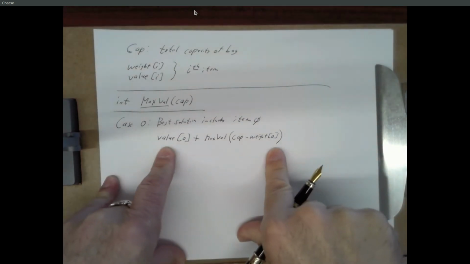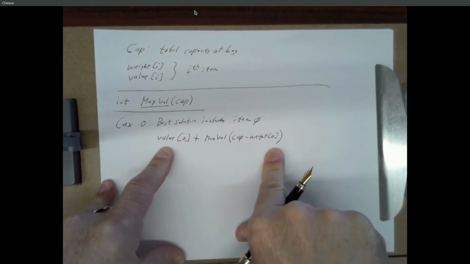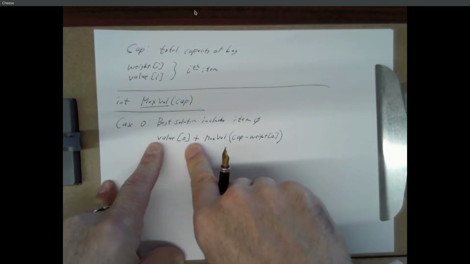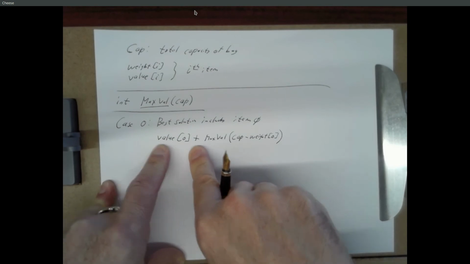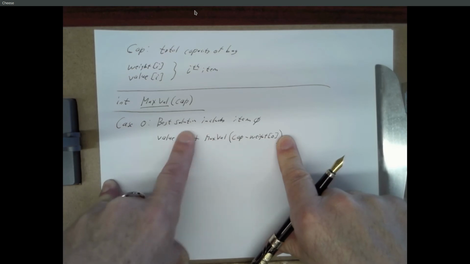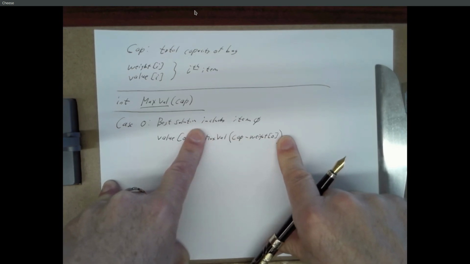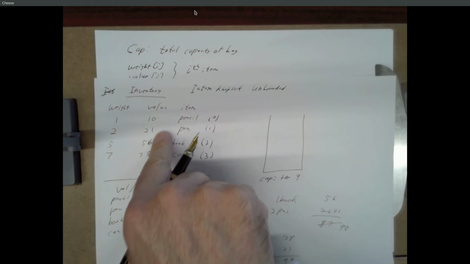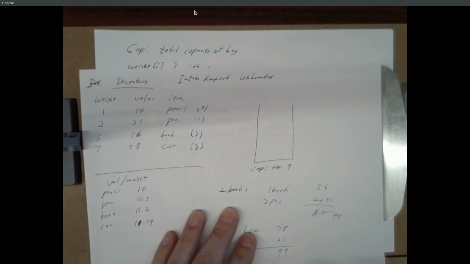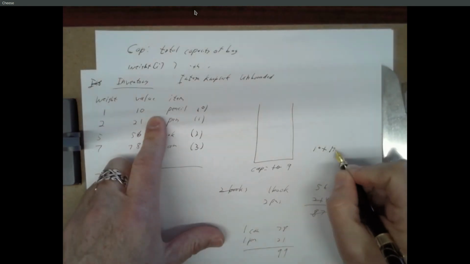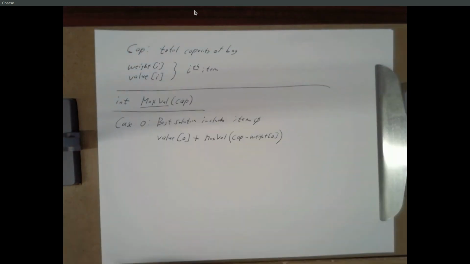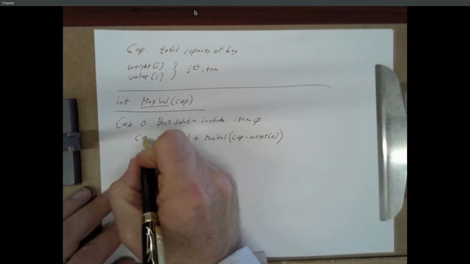So this expression here represents the most we can get out of a bag if we put at least one copy of item 0 in it. Because when we put one copy of item 0 in, we're going to have this much value from that item, and it's going to leave us with this much capacity in the bag, and maxval of this tells us the most value we can get out of that remaining capacity. Is that making sense? So if capacity is 9 and I start by putting a pencil in, the most I can get out of my bag is $10 plus whatever the most is that I can get out of a bag that holds 8 pounds. So let me call this C0.